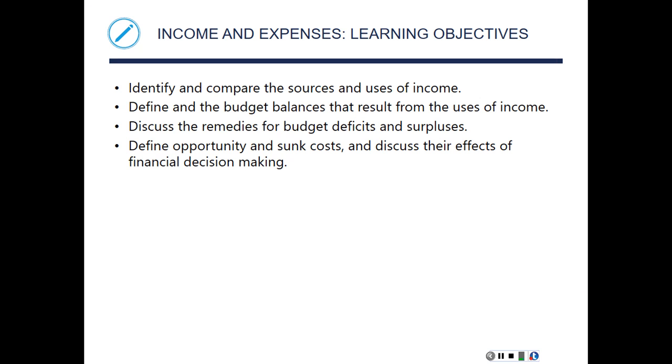So first off, we're going to talk about income and expenses. We're going to look at what the sources and uses of our income are. We're going to talk about the resulting budget balances that can come from how we use our income. And we'll talk about how we can fix that result, whether it's a deficit or a surplus. And we'll get into what an opportunity cost and a sunk cost is and what role that can have in our decision making.